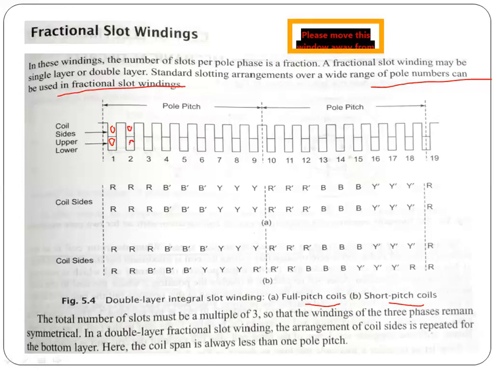Two coils for R slot, two coils for Y slot, like that. We can put the two coils in two layers. Okay.